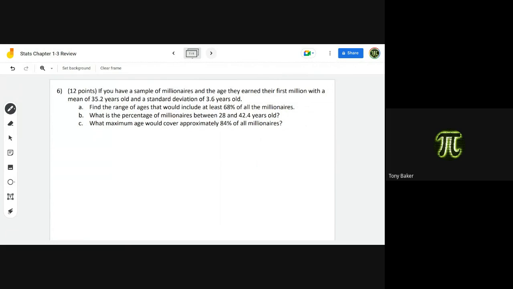All right. So number 6 is looking at the mean and the standard deviation. So this is looking at a standard bell curve. Find the range of ages that would include at least 68% of all millionaires. So remember our bell curve? It is 68%, and that's 1 standard deviation away. Then we have 95%, which is 2 standard deviations away, and 99.7%, which is 3 standard deviations away.